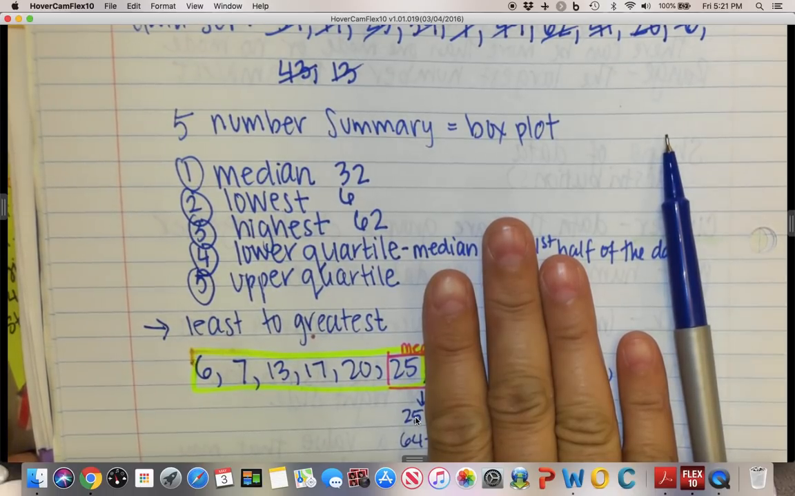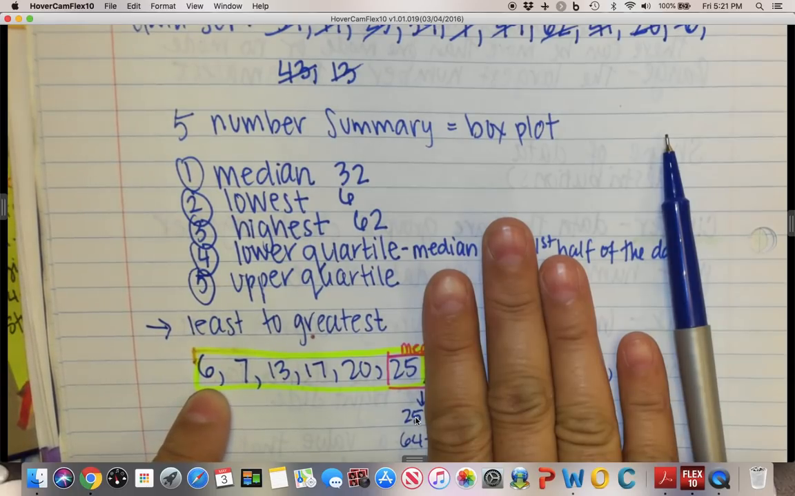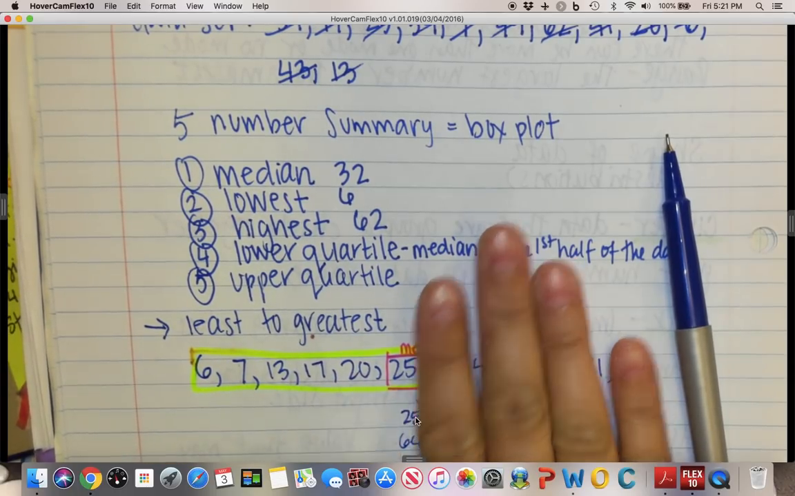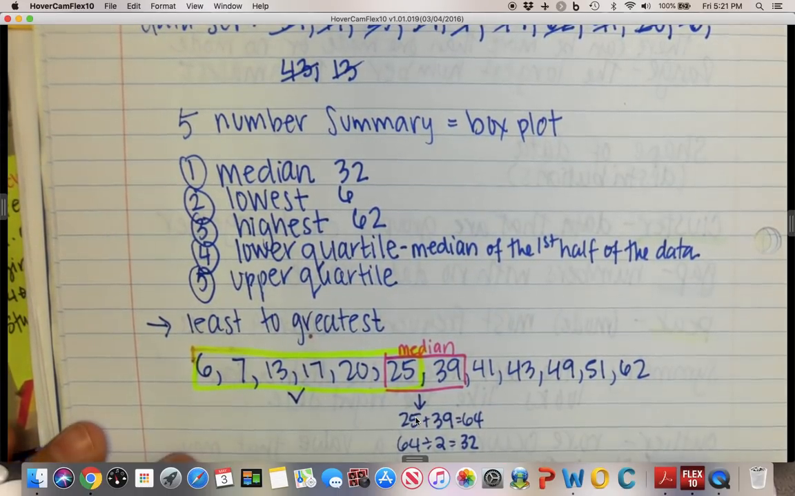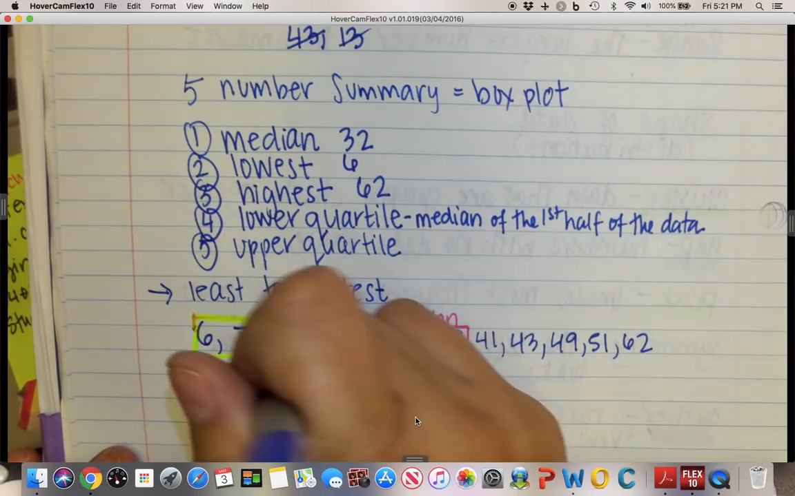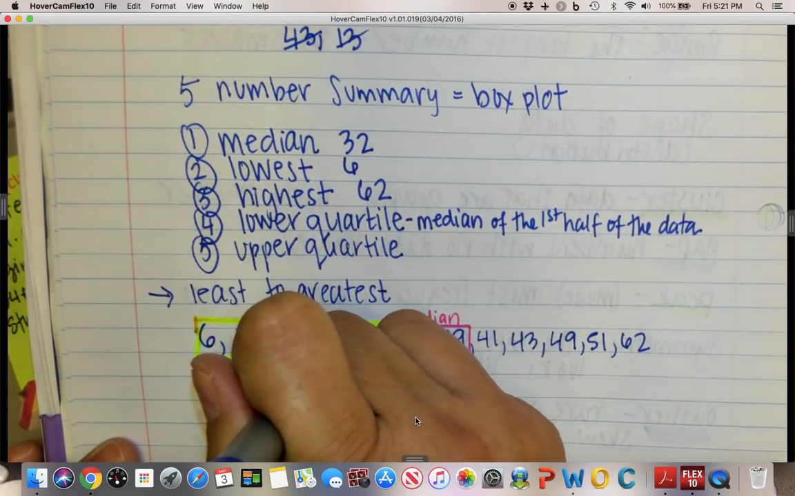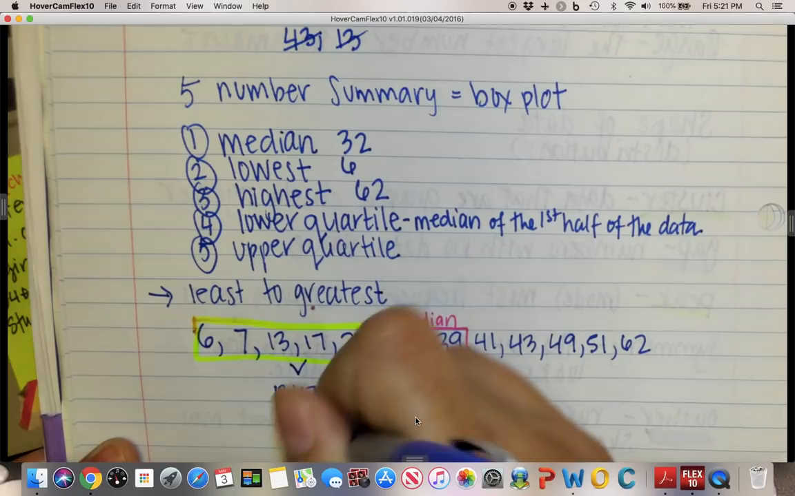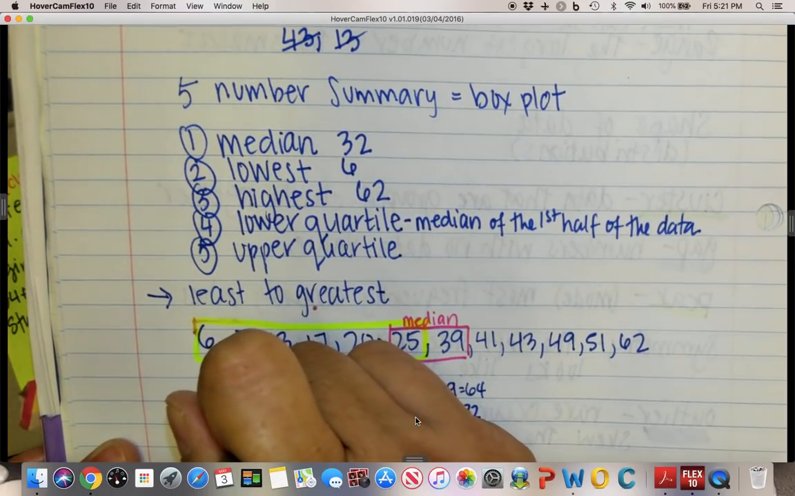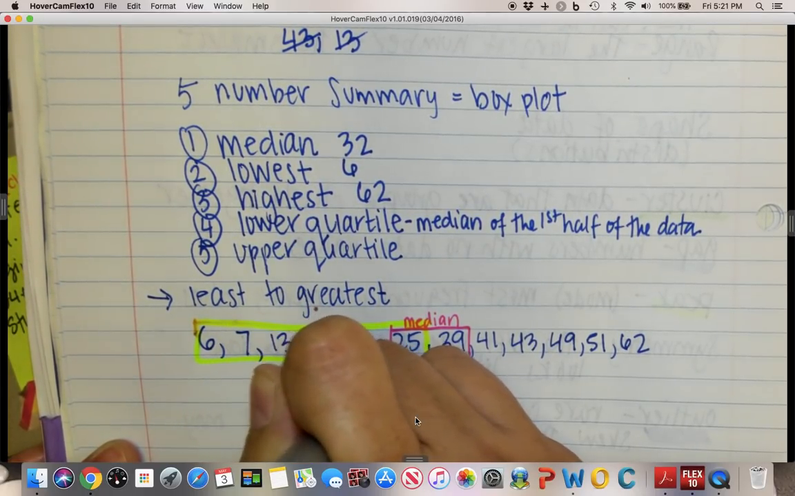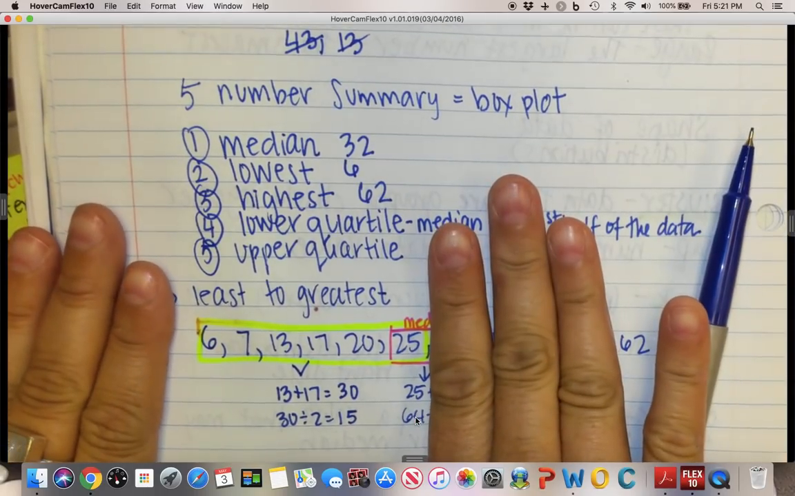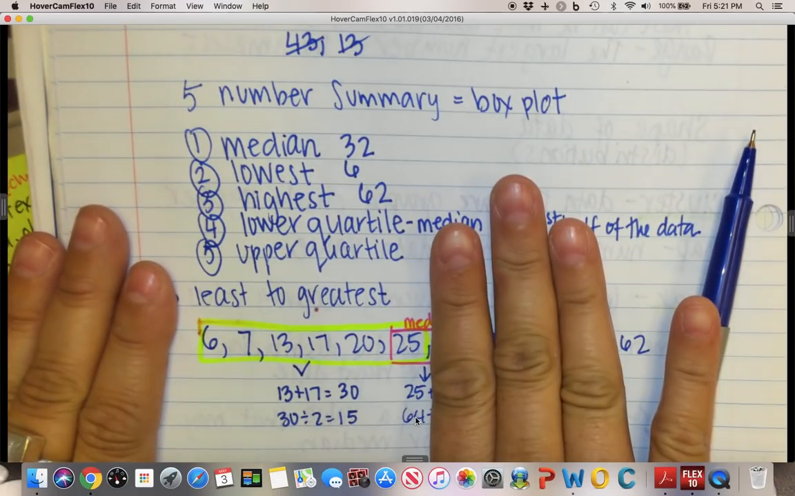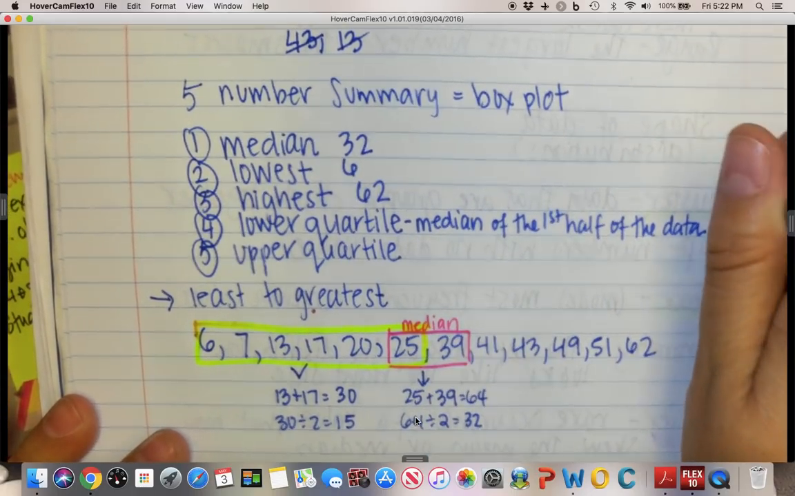Again, I have an even set of data, so I'm going to take the 2 in the middle. So 6 and 7, 20 and 25, 13 and 17. I'm going to find the median, or mean, because I don't have a middle number. 13 plus 17 is 30. 30 divided by 2 is 15. So the median of the first half of the data is 15.